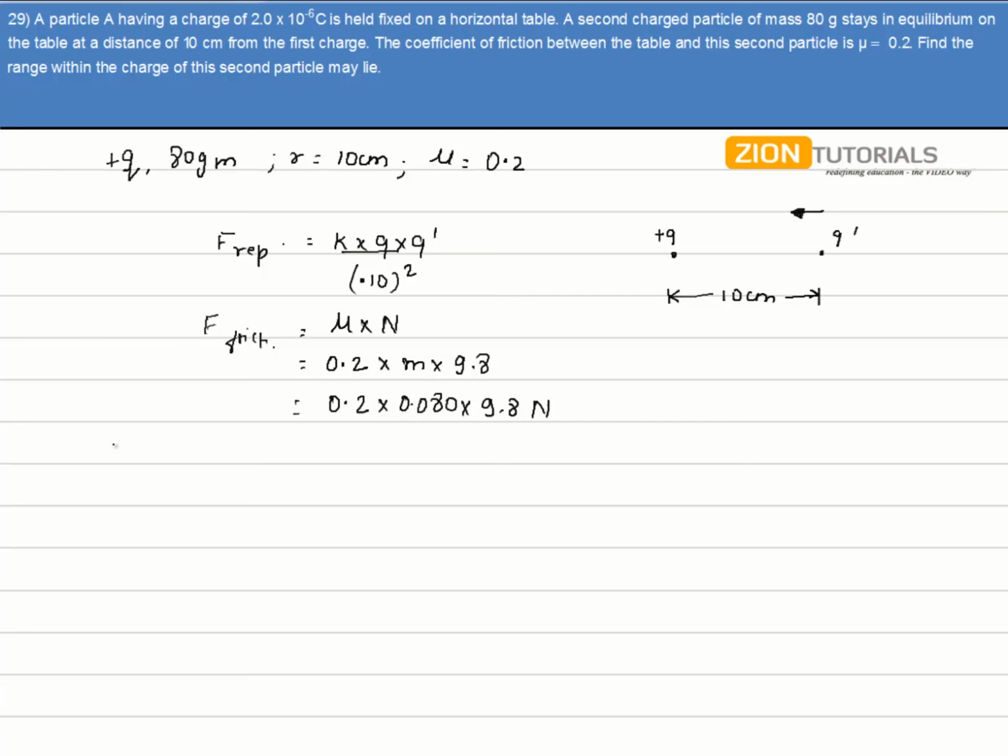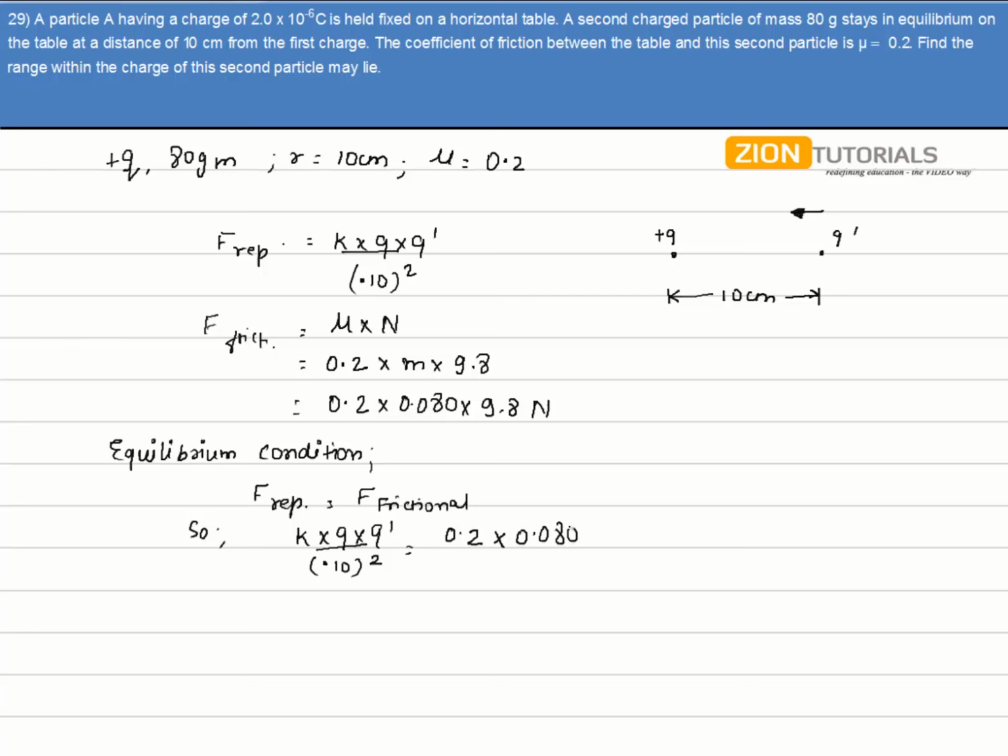Now as the system is in equilibrium, that is the equilibrium condition, the repulsive force has to be equal to the frictional force. So on equating both of them, we get K into Q into Q dash divided by 0.10 whole square is equal to 0.2 into 0.080 into 9.8.